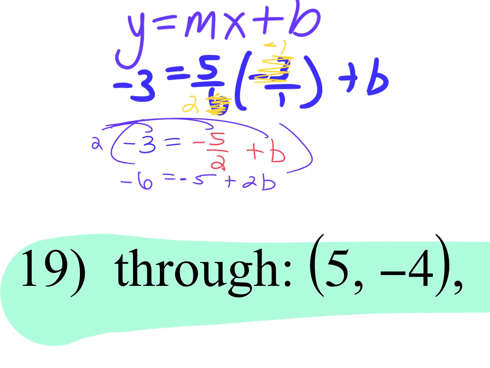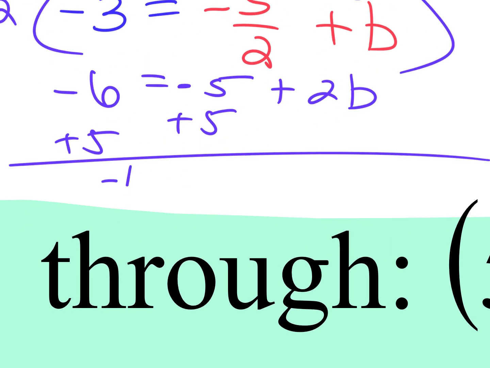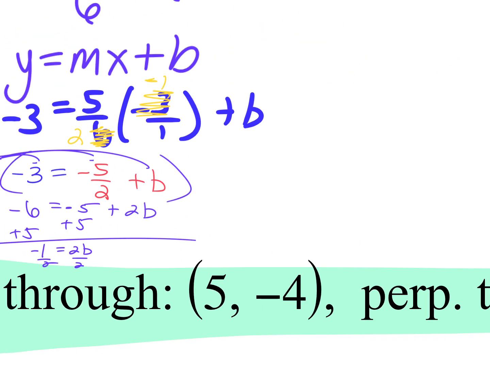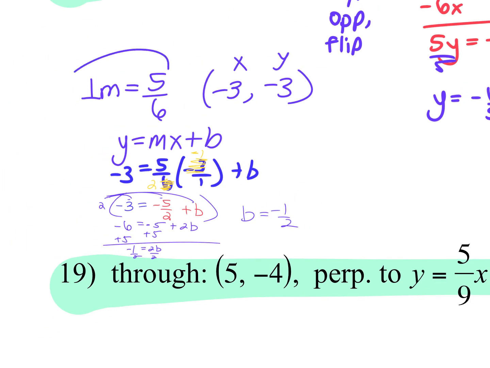How do I get b all by itself? What's the first thing I'm going to do? I'm going to add 5. So I have negative 1 equals 2b. And then what? Divide by 2. So your b here equals negative 1/2. So here's the slope I'm using, and here's my b. What's my equation of my line?